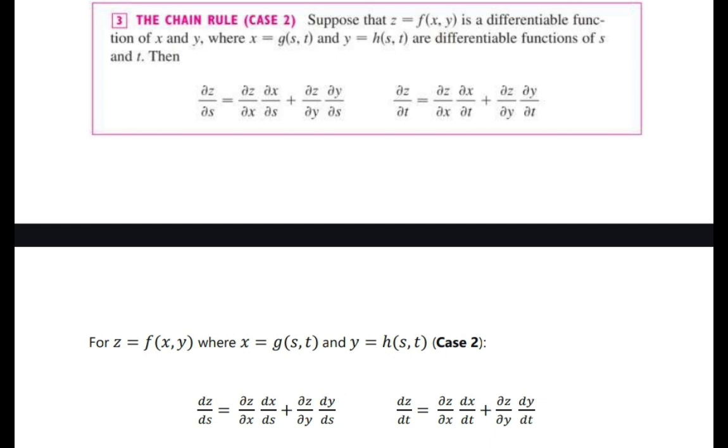Same with t. So we have the partial of z with respect to t equal to the partial of z with respect to x times the partial of x with respect to t, plus the partial of z with respect to y times the partial of y with respect to t. So for z equal to f of x, y, where x is equal to g of s and t and y is equal to h of s and t, that is the meaning of case 2.